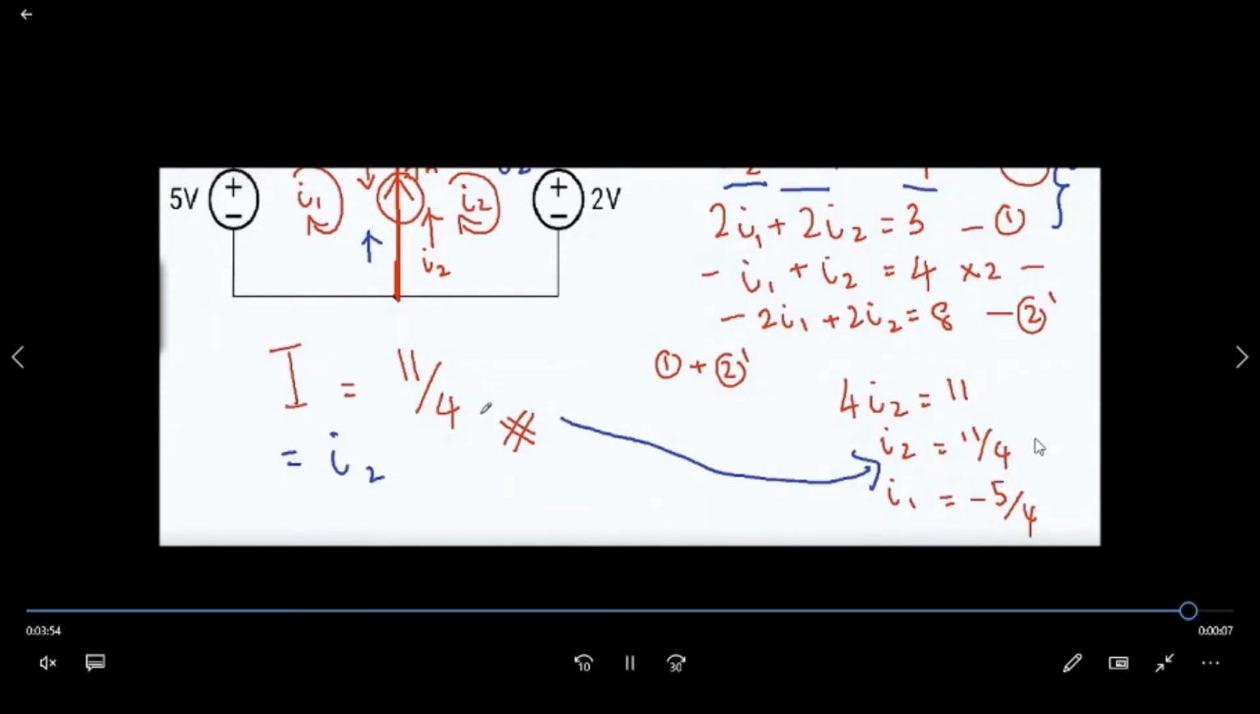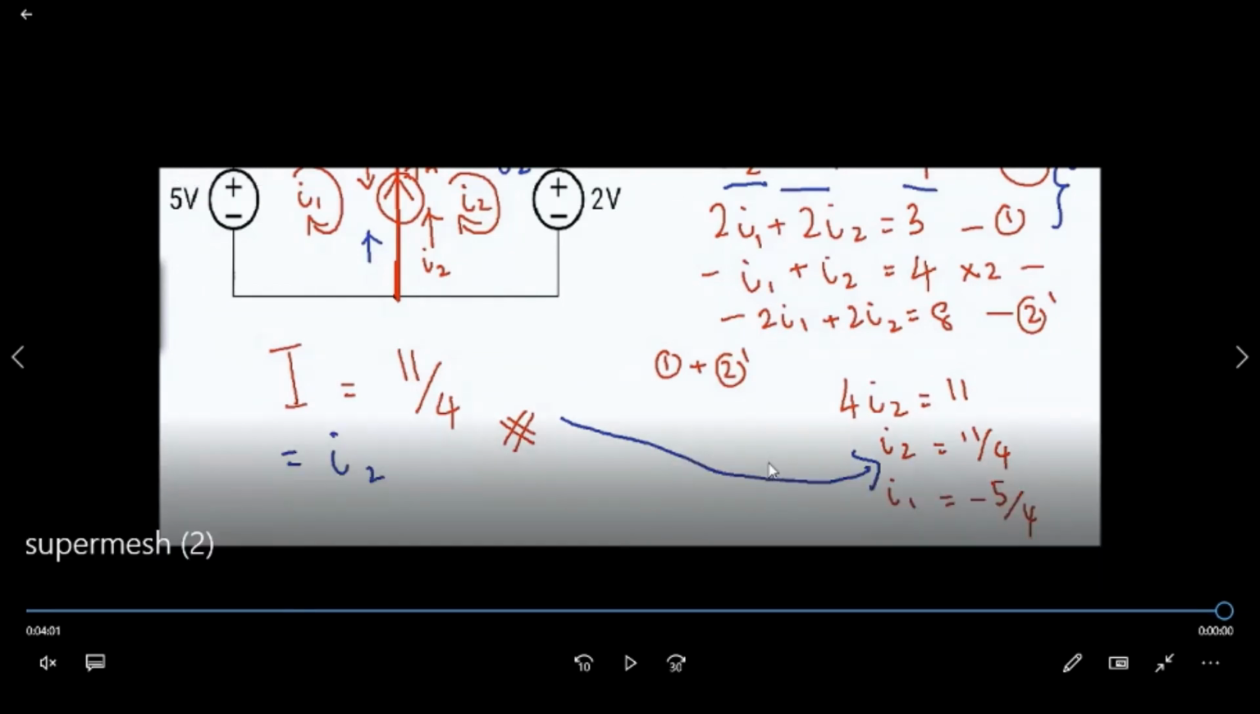If you use a calculator, you can get the answer. I didn't use any calculator here. So this is a supermesh.